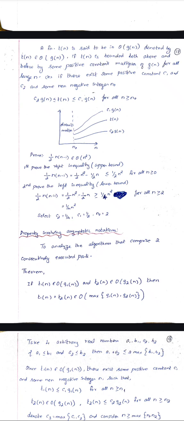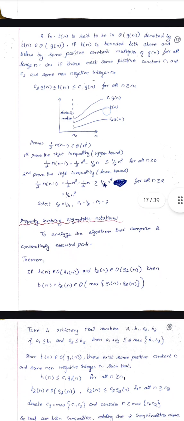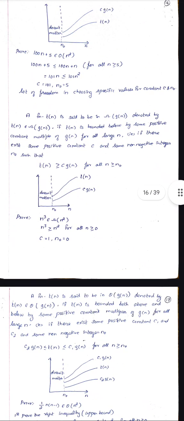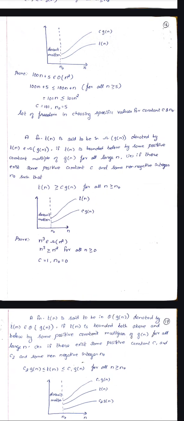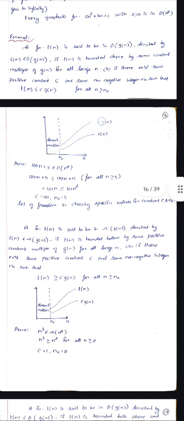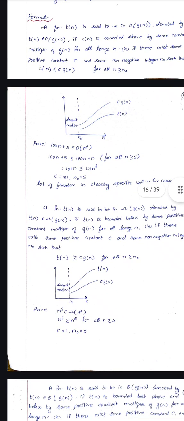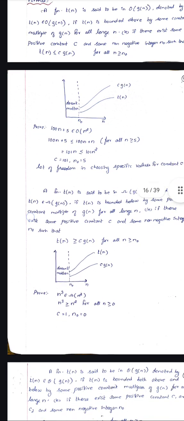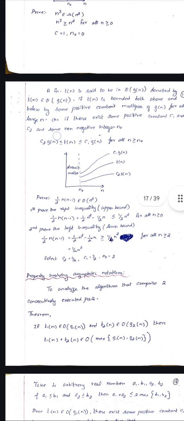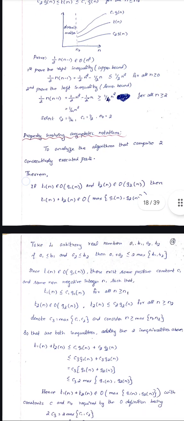It doesn't matter that it is a non-negative integer. Here it starts from n greater than or equal to 0, and here greater than or equal to 0 for everything. But t(n) is less than or equal to c·g(n) for the upper bound, greater than or equal to for the lower bound, and equal for theta.